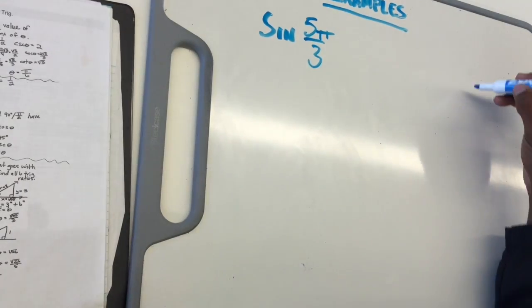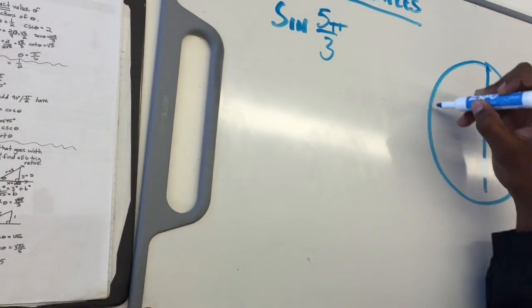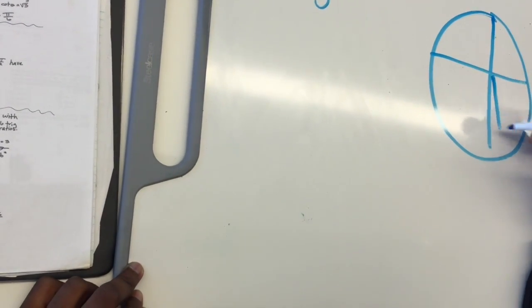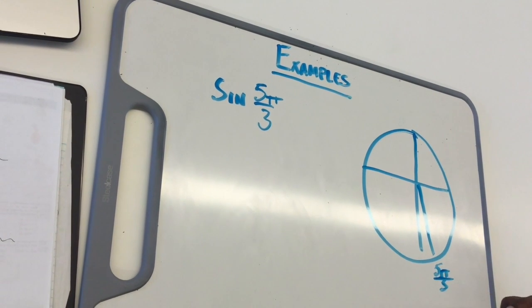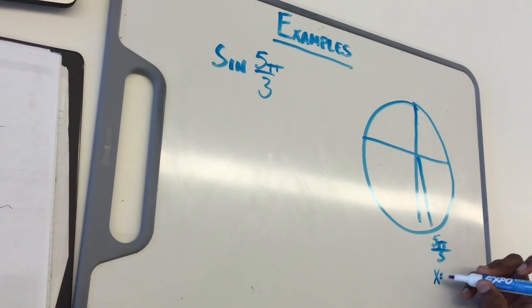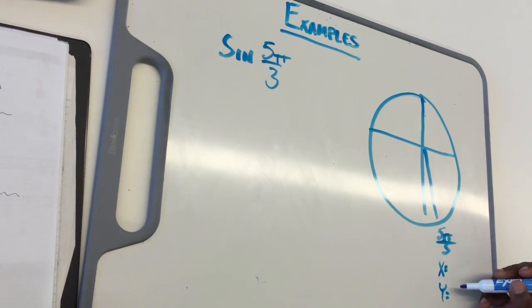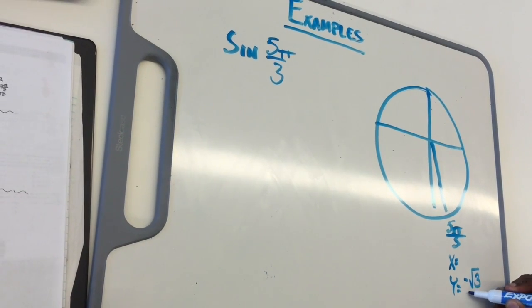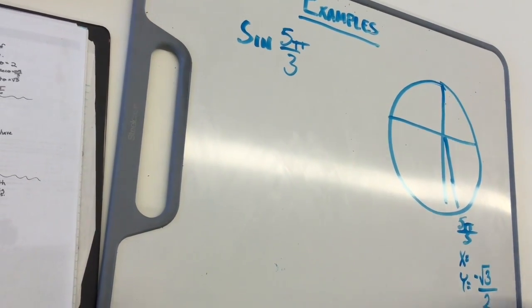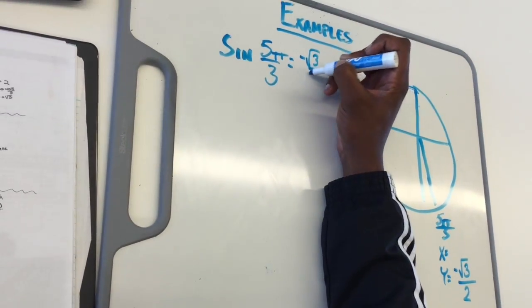So I'm going to use this unit circle the whole time that I'm about to draw. But let me draw, I know 5 pi over 3, that's right here. And the x is cosine, so I don't want that. But the y is sine, and the y for this is negative root 3 over 2. So I know the answer for sine of this is negative root 3 over 2.